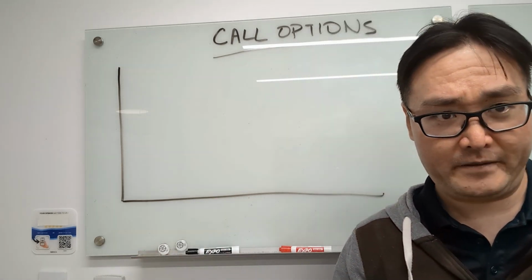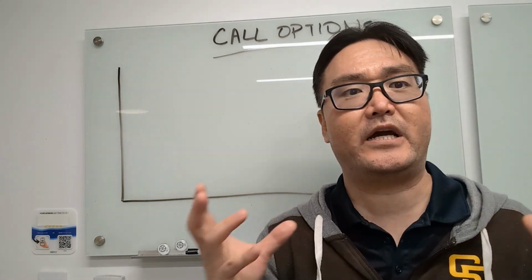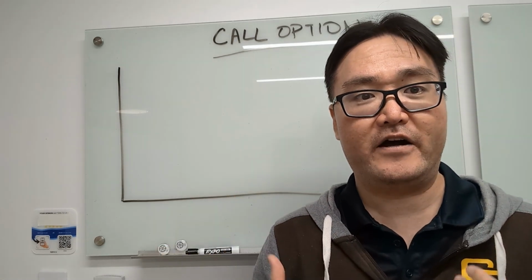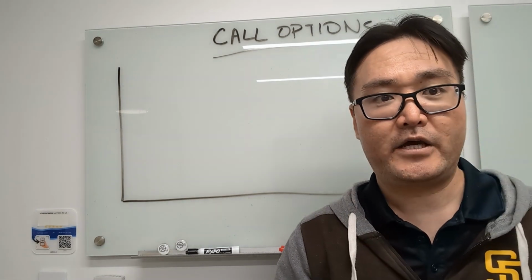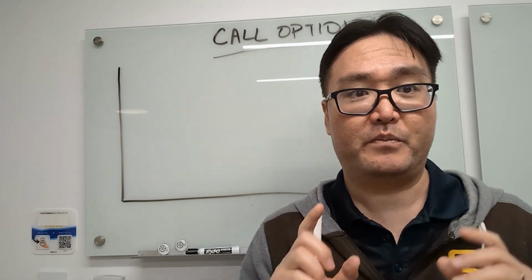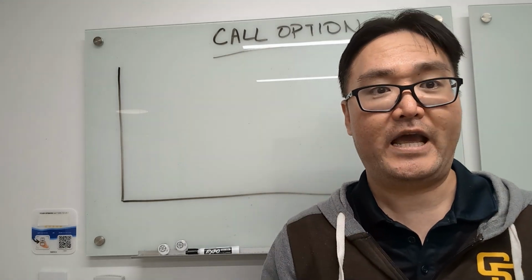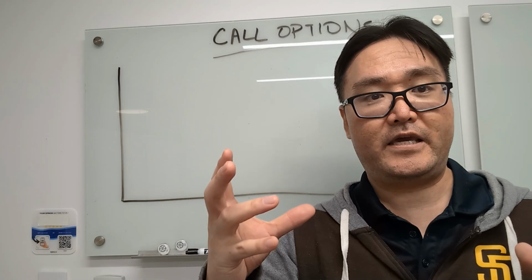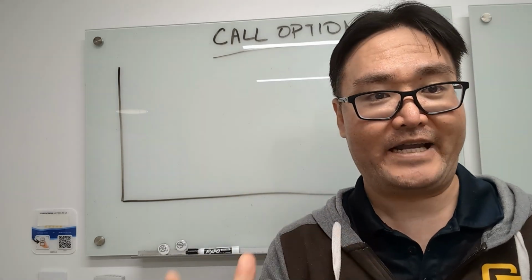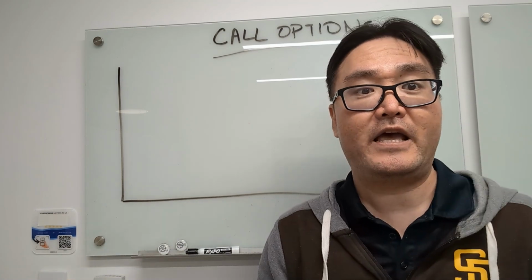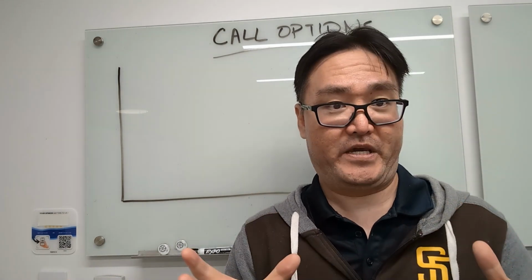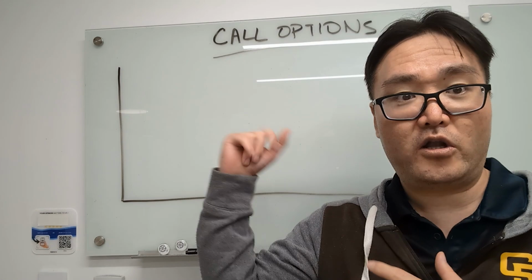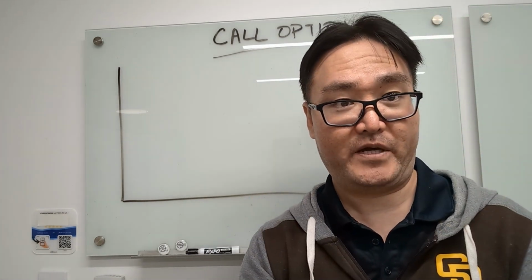So a call option is basically a contract. It gives the holder, the buyer of the call option, the right, but not the obligation, to buy the underlying security at a specified strike price. And the privilege of owning that contract comes at a cost. That cost is called the premium, okay? Now, as an option buyer, as a call option buyer, you have to pay the premium.